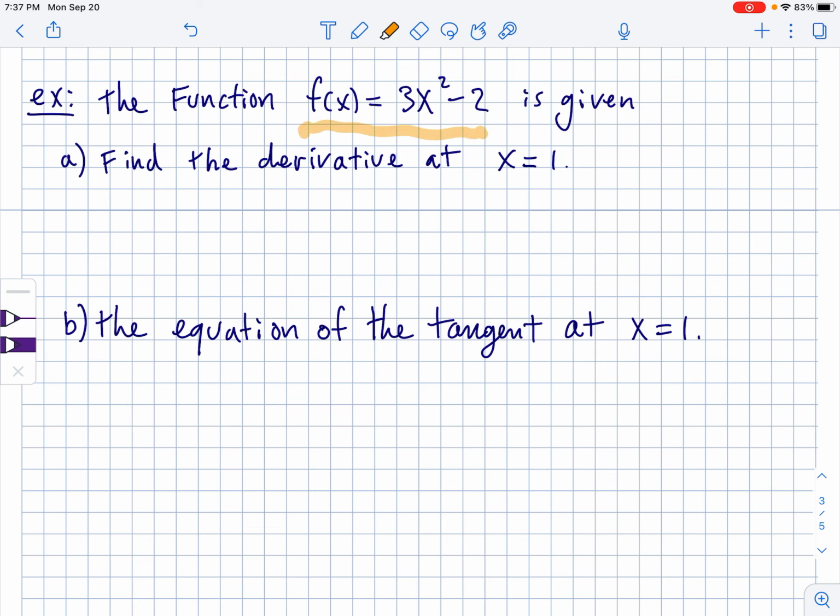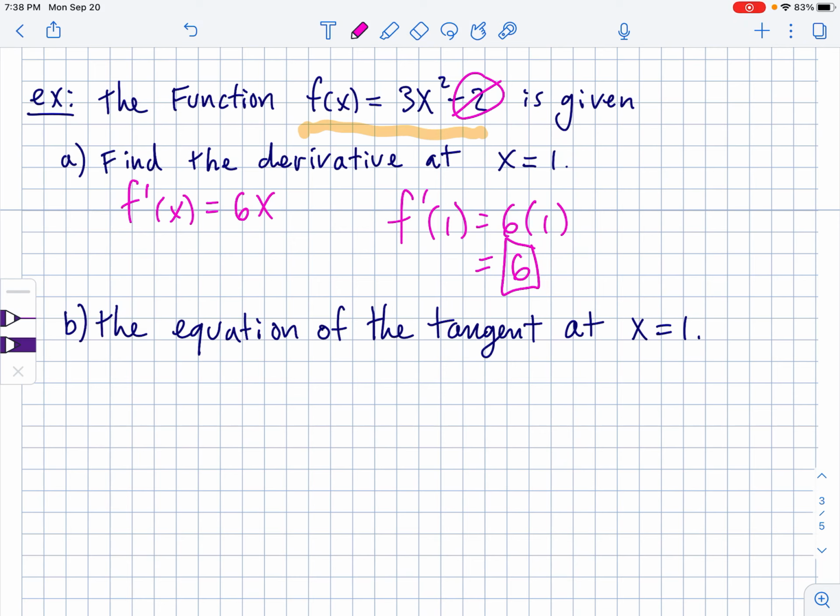The function, this is given, find the derivative at x equals 1. So first step, take that derivative. It's just 6x. Remember that this part is a derivative of 0. Now we want to know what it is at 1. So we find f prime of 1, which is 6 times 1. So this is 6.